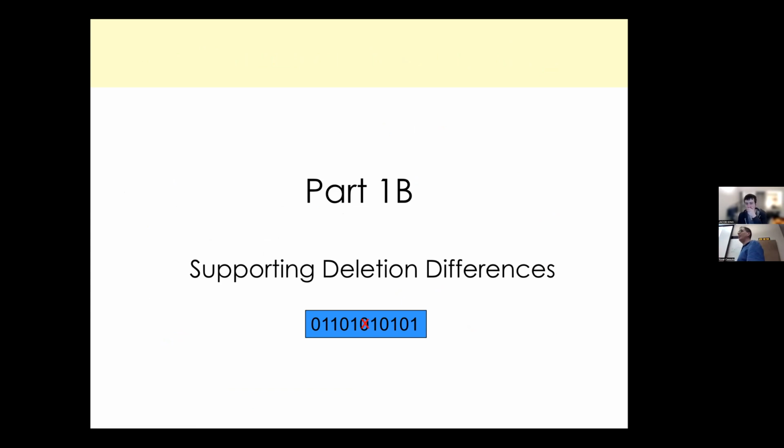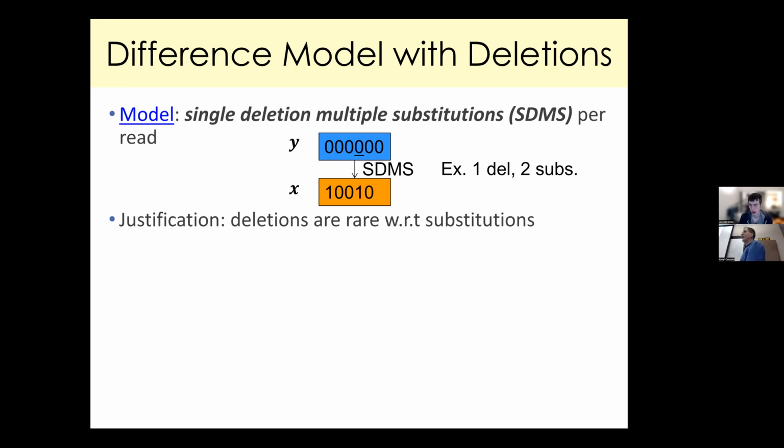In reality, genomic data also has deletions and also insertions. So now we want to extend the support to those as well. What we address is a model which we call a single deletion, multiple substitutions model, and that's per read. It's not that we have one deletion overall, one per read. The read is relatively short, maybe 100 or a few hundred bits. That means that within Y, one of them may be deleted, that's the underscore here, and a bunch of others will be substituted. So that's an example.